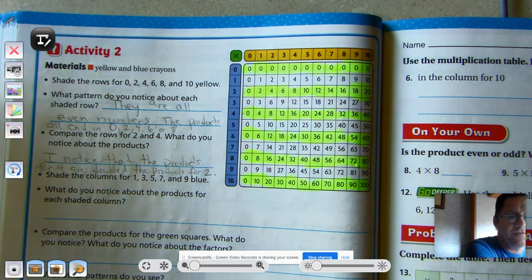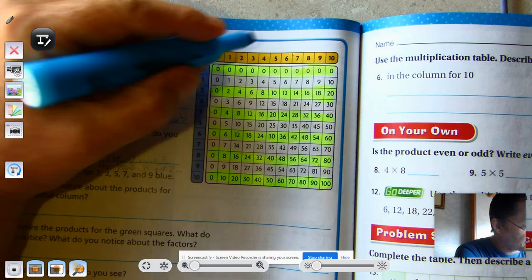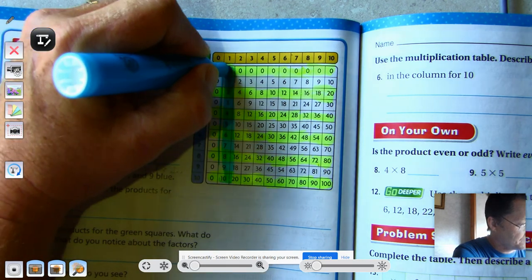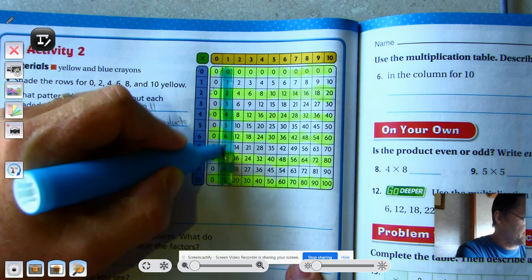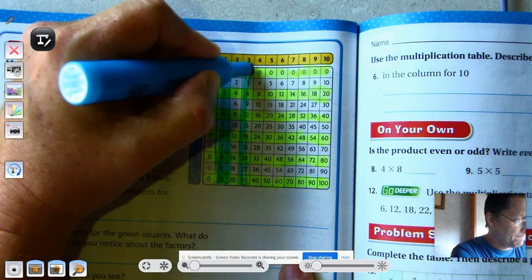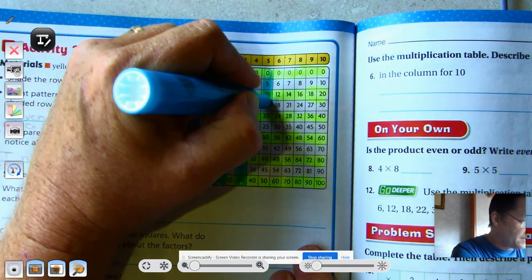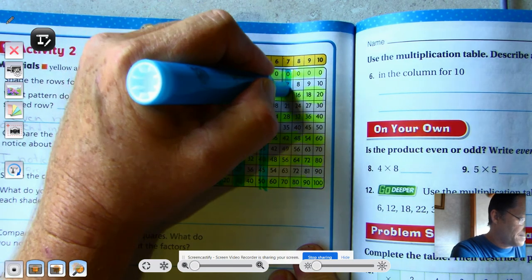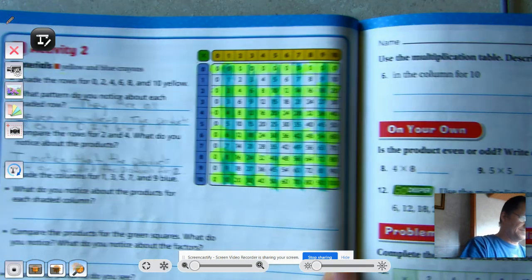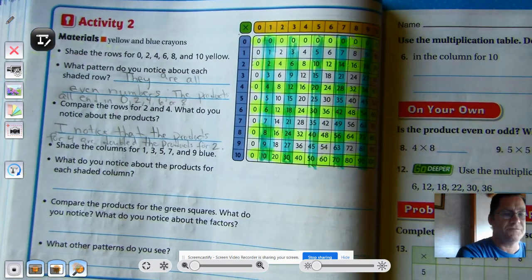Shade the columns for 1, 3, 5, 7, and 9 blue. So the columns for 1, 3, 5, 7, 9. What do you notice about the products for each shaded column?